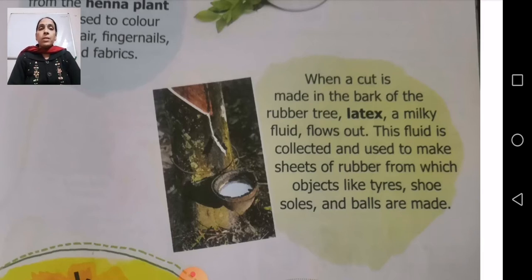Now this rubber tree, or the liquid which comes out from the bark of a rubber tree, is very important to remember, that that white liquid is known as latex. Now a milky fluid flows out, that is latex. Now this fluid is collected and used to make sheets of rubber from which objects like tires, shoes, soles and balls are made. All these things related to the rubber plant are very important. So you all will do this.